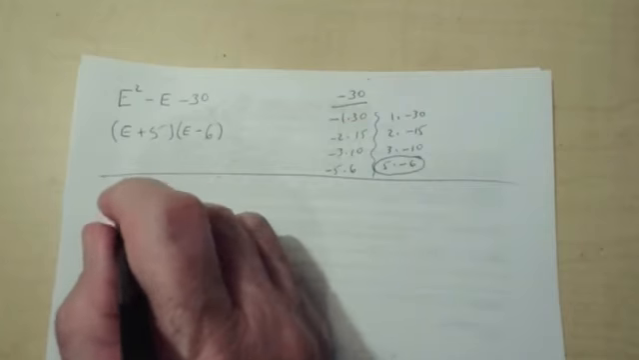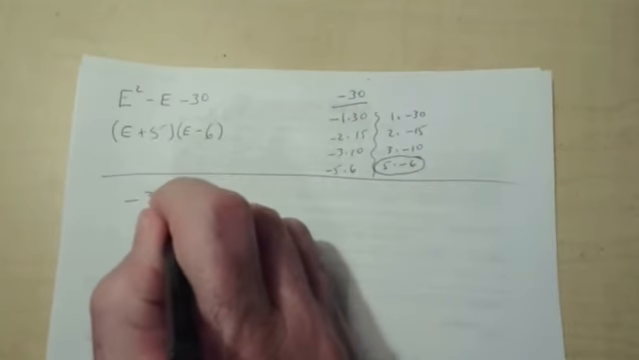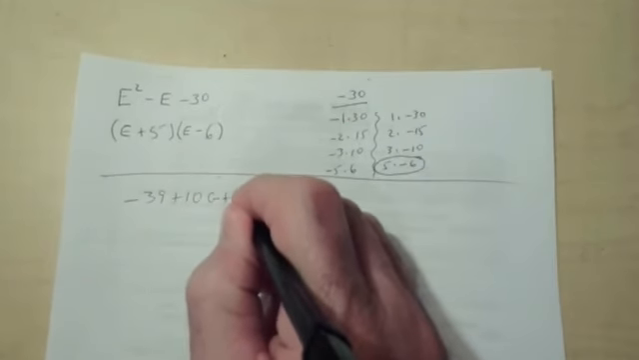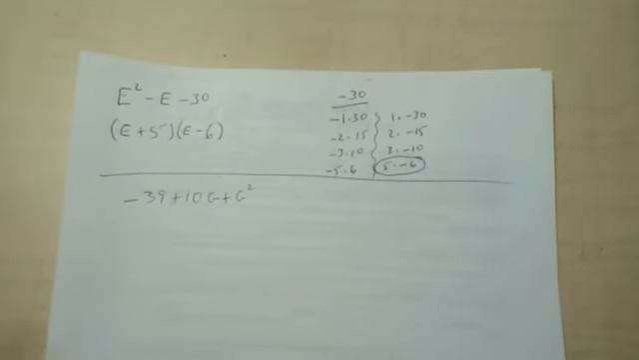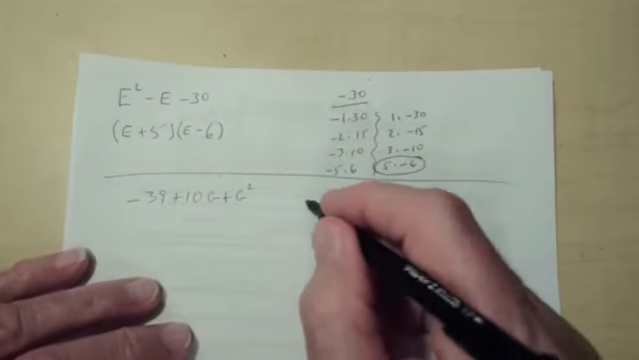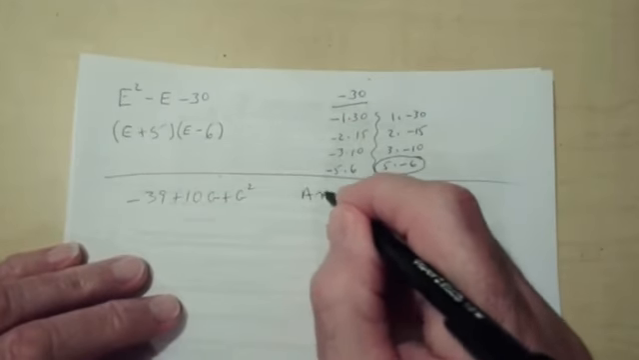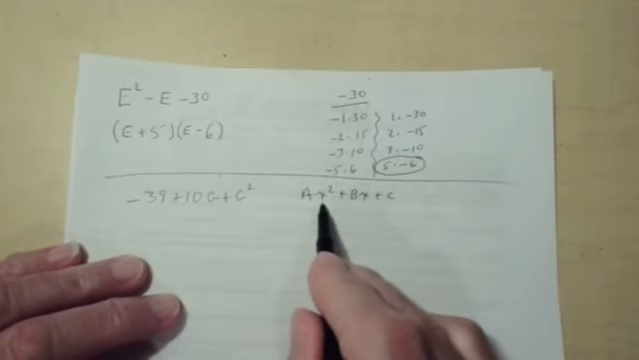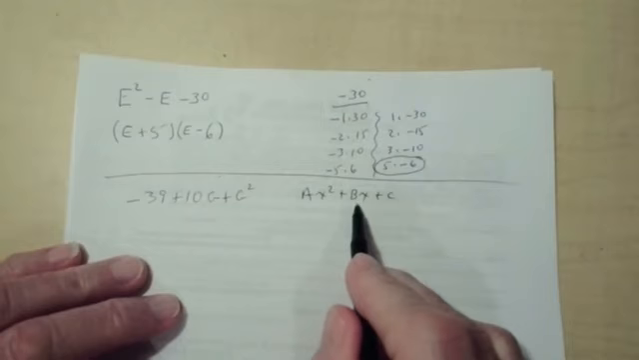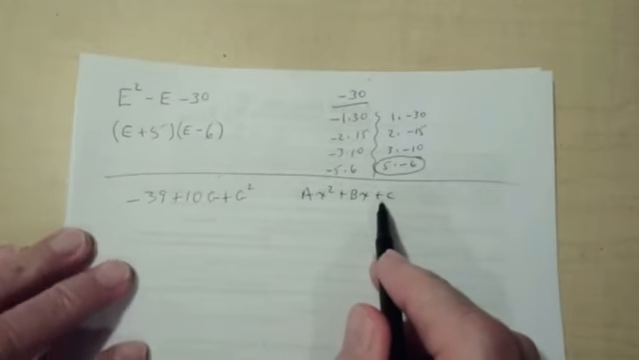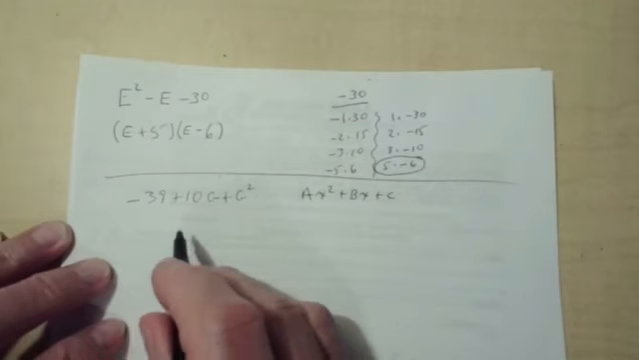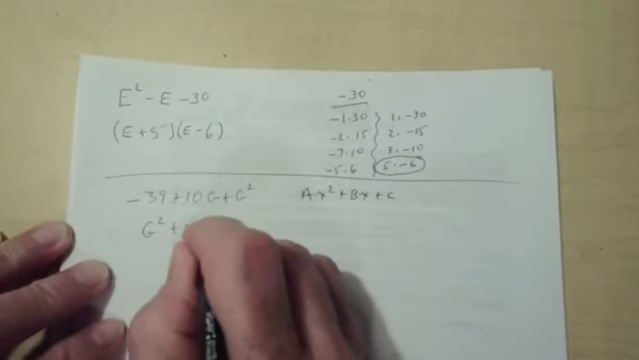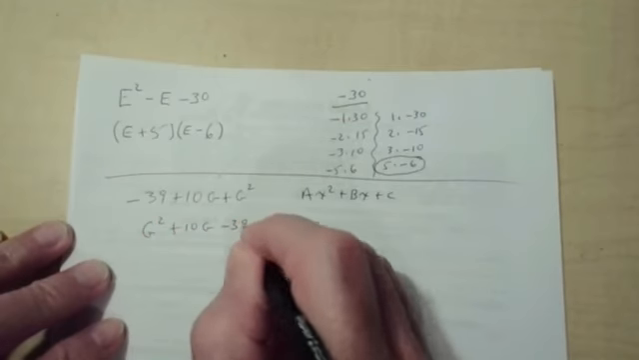And what if we have this? Negative 39 plus 10g plus g squared. And we always want these in this form: ax squared plus bx plus c. The quadratic term, the linear term, and the constant. So we want to put this in the correct order. g squared plus 10g minus 39.